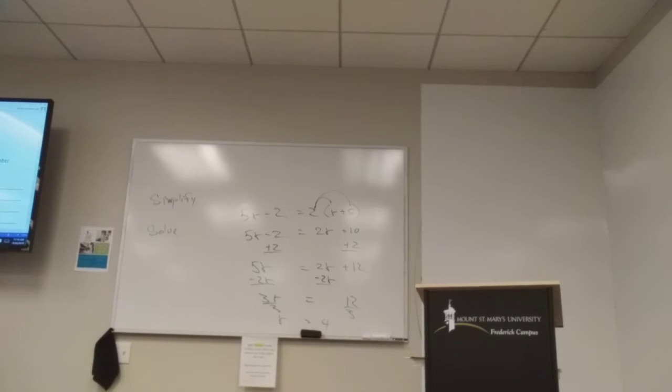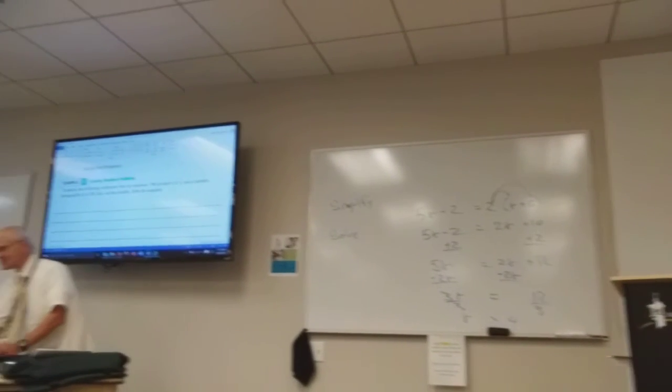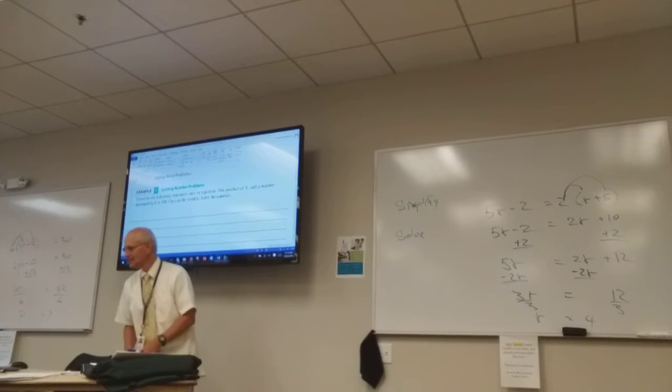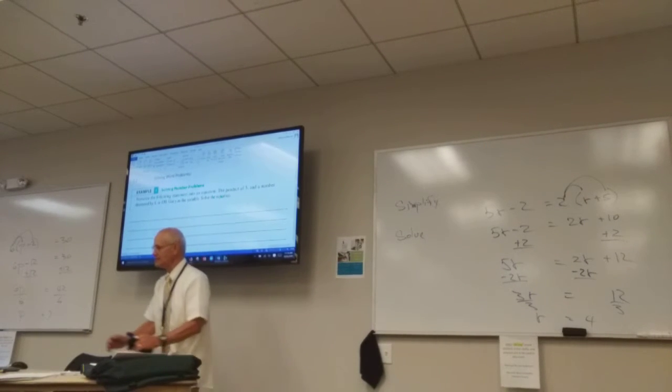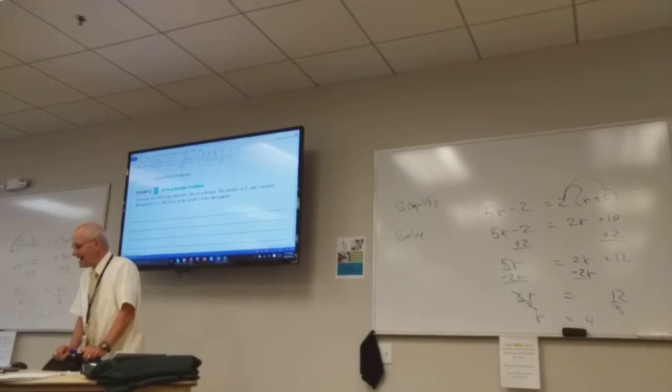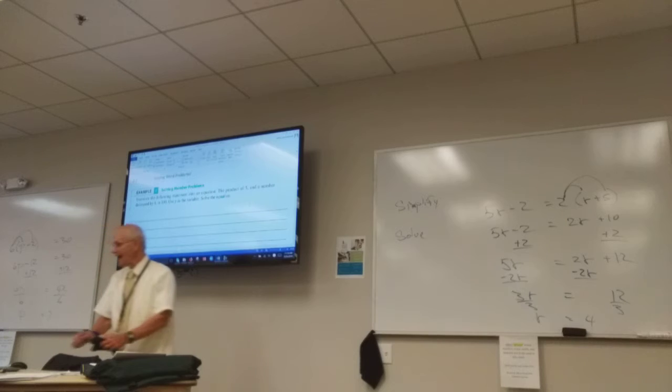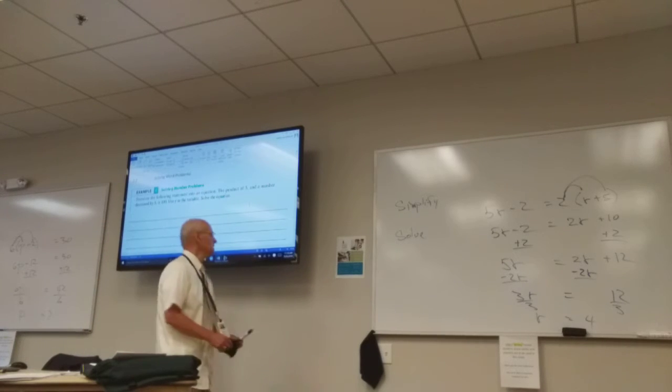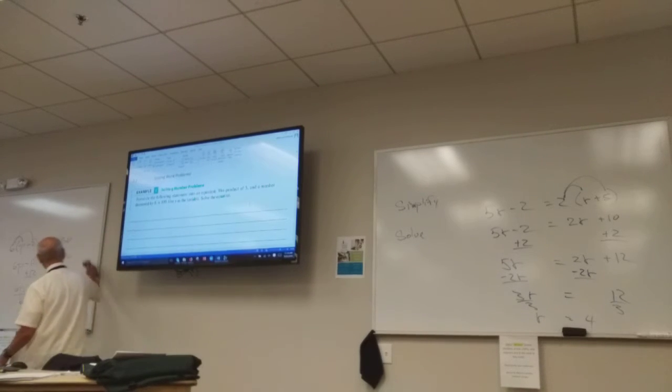Oh my God. Word problems. What a son of a gun. Solving word problems. Translate the following statement into an equation. The product of 5, comma, and a number decreased by 8, another comma, is 100. Use y as the variable. Holy cow.